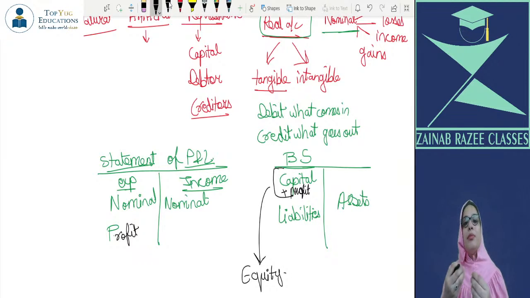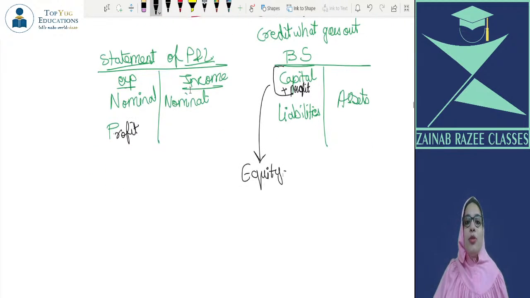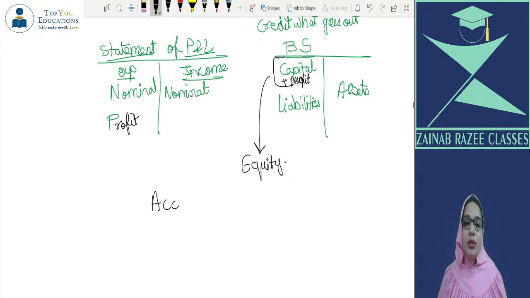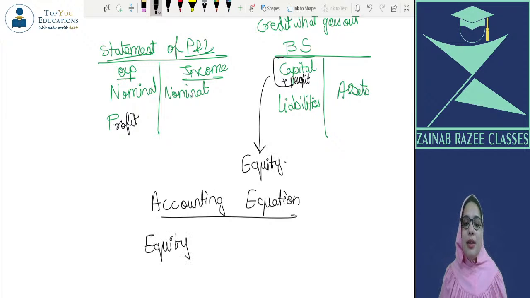Capital is the basic amount invested by the owner in the business. You can use the words interchangeably at this level. But since the word equity is also very commonly used, I'm using that capital plus profit is equity. And with this balance sheet, we could also derive the accounting equation, which says that equity plus liabilities is equal to assets.